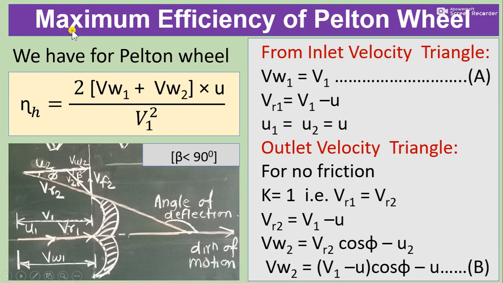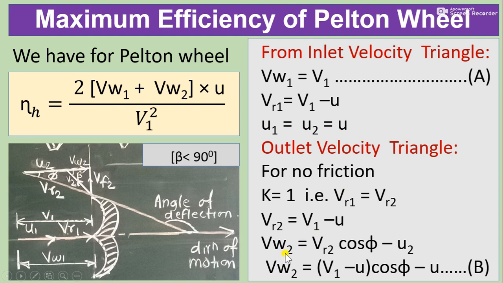Now we will see the derivation for maximum efficiency of Pelton wheel. We know the formula of hydraulic efficiency of Pelton wheel. From the inlet velocity triangle, as we know, Vw1 is equal to V1, Vr1 is equal to V1 minus U, and U1 is equal to U2, that is U. At the outlet velocity triangle, for no friction, the value of K is equal to 1, meaning Vr1 is equal to Vr2. Now Vr2 is equal to Vr1, but Vr1 is V1 minus U. That's why Vr2 is equal to V1 minus U.